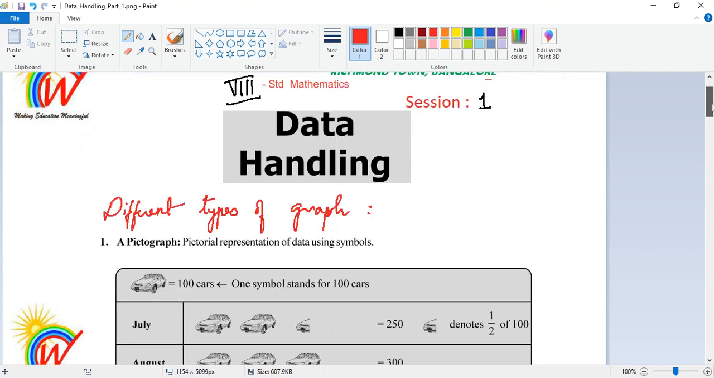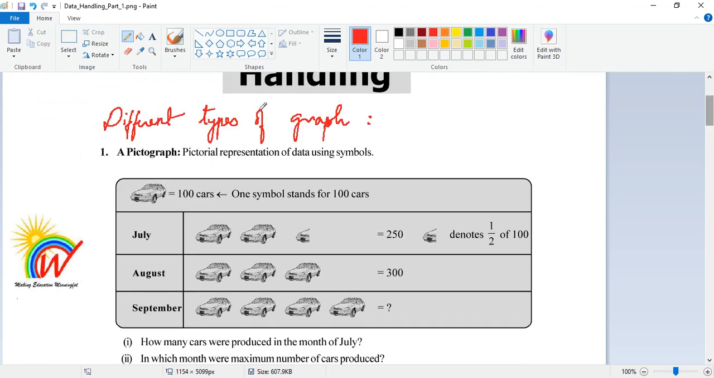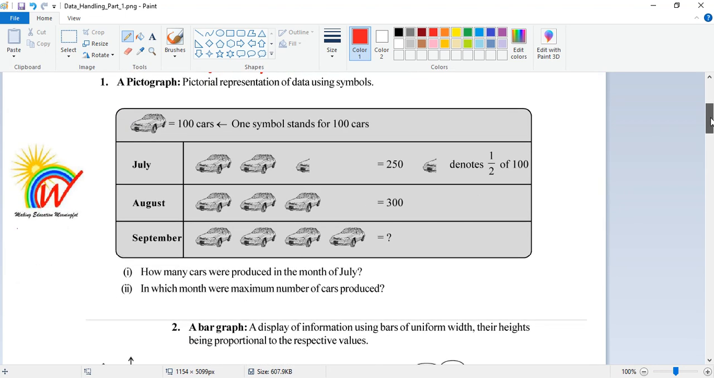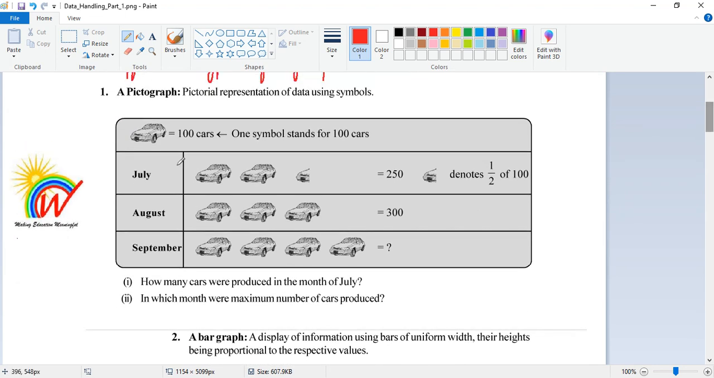We have already learned different types of graphs. See this kind of graph. It's just a revision of what you have already learned in your lower classes. This is called a pictograph, that is, a picture graph. You look at the data and everything is represented in terms of a picture.